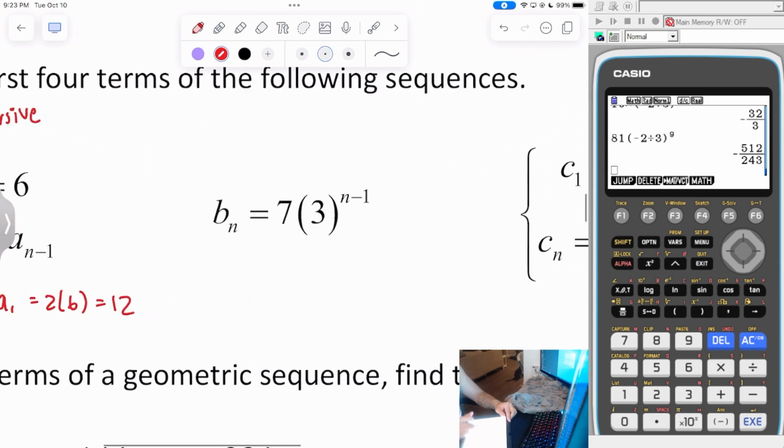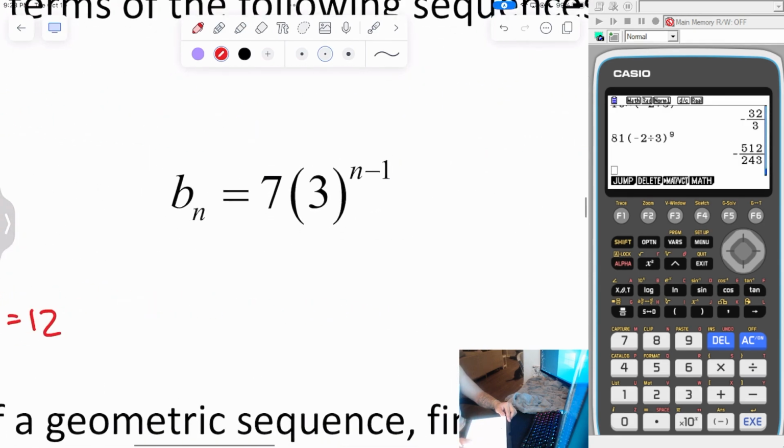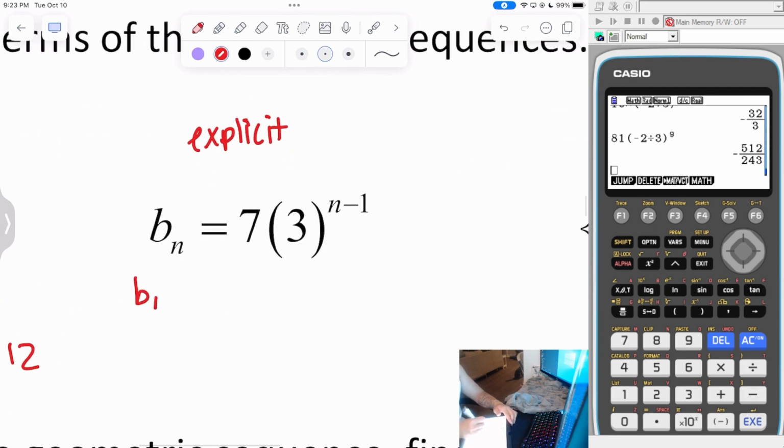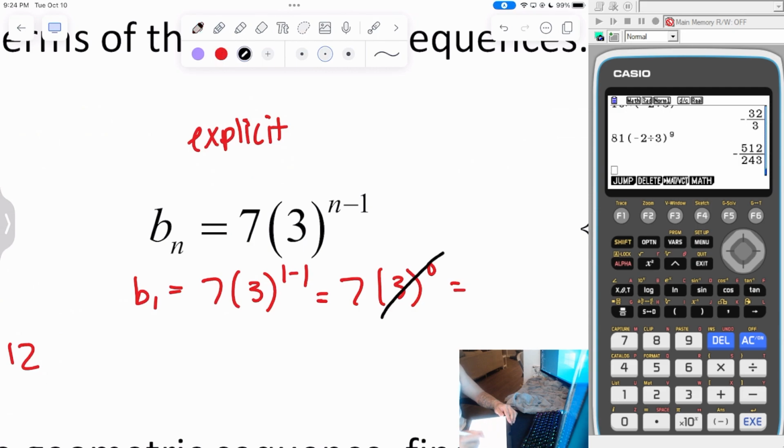We'll repeat the same process again by plugging in the first four digits, starting from 1, to get the first 4 terms for the second equation. Recall that this is an explicit form. So I'll plug in b sub 1, so 1 this first time around. So 7 times 3 to the power of 1 minus 1 equals 7 times 3 to the power of 0. Recall that anything to the power of 0 will just give you 1. So 7 times 1 is technically just 7.